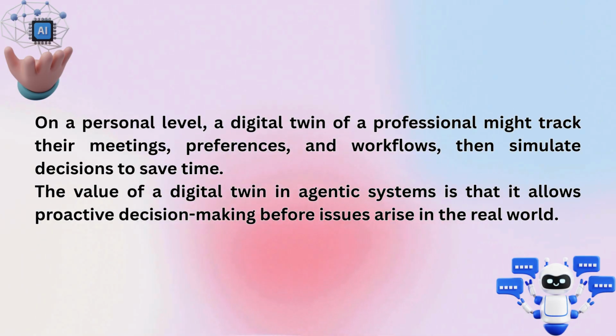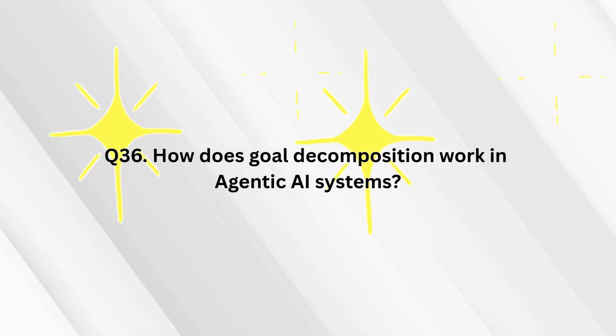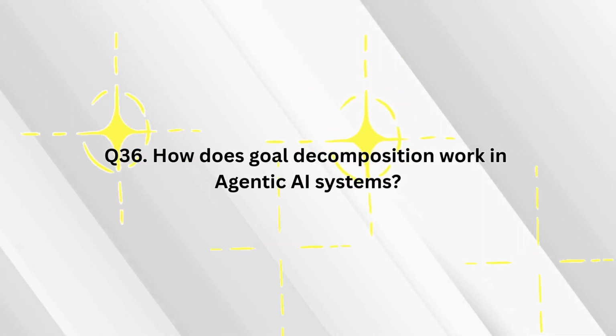The value of a digital twin in agentic systems is that it allows proactive decision-making before issues arise in the real world. How does goal decomposition work in agentic AI systems?